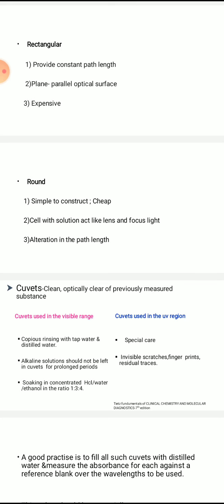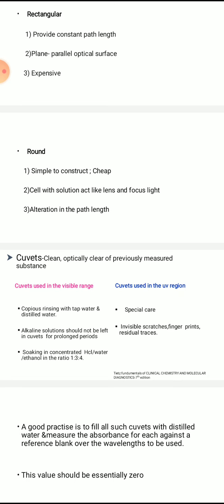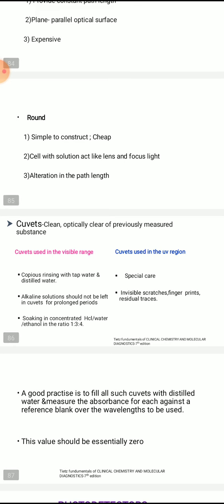Cuvettes should be clean and optically clear of previously measured substance. For cuvettes used in the visible range, we should rinse them with copious tap water and distilled water. Alkaline solution should not be left in cuvettes for prolonged periods. We should soak them with concentrated HCl, water, ethanol in the ratio 1:3:4.